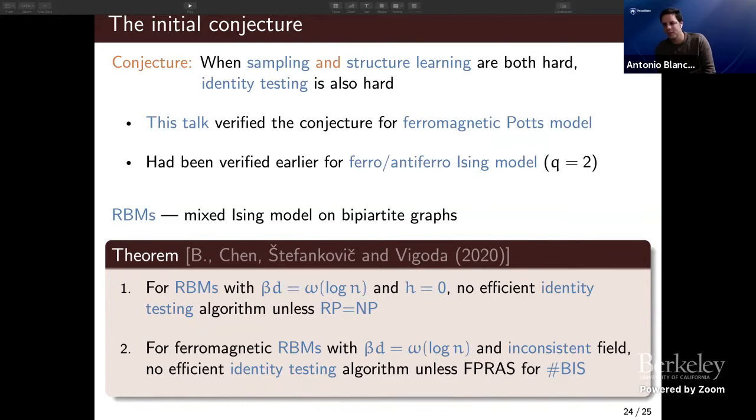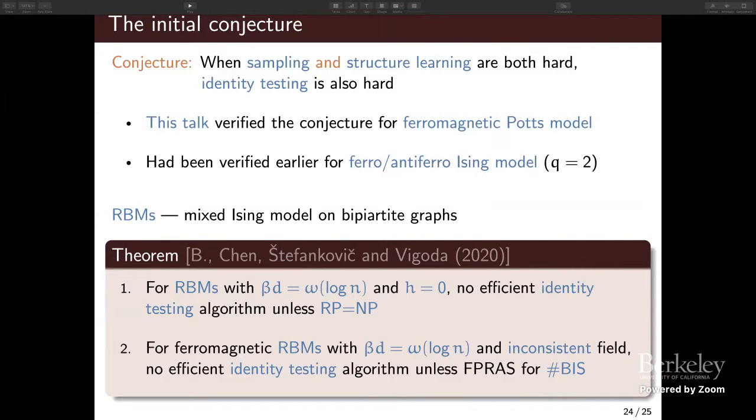One question: for the tolerant identity testing question, you're trying to test whether the two models are close versus far. Do you expect the reduction to be easier or better? Because I think in that case, it's also easy when both sampling and structure learning are easy, so you can approximate the distance.